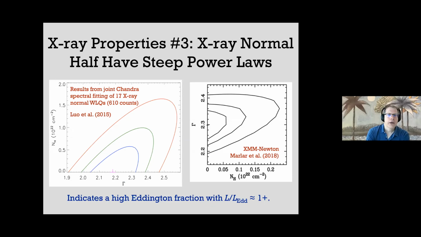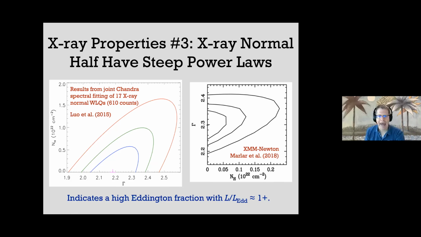Point number 3 is if you look at the X-ray normal part of the population, they have normal power law X-ray spectra as expected for quasars. However, the power laws are quite steep. We have both, again, performed joint Chandra spectral fitting of 17 normal weak-line quasars, and we have performed XMM-Newton analyses of samples of these weak-line quasars, and we consistently find these things have very steep power law spectra, and that, of course, has been found to indicate a high Eddington fraction, consistent with the suggestions that we had from the line properties that these systems may have high Eddington ratios.